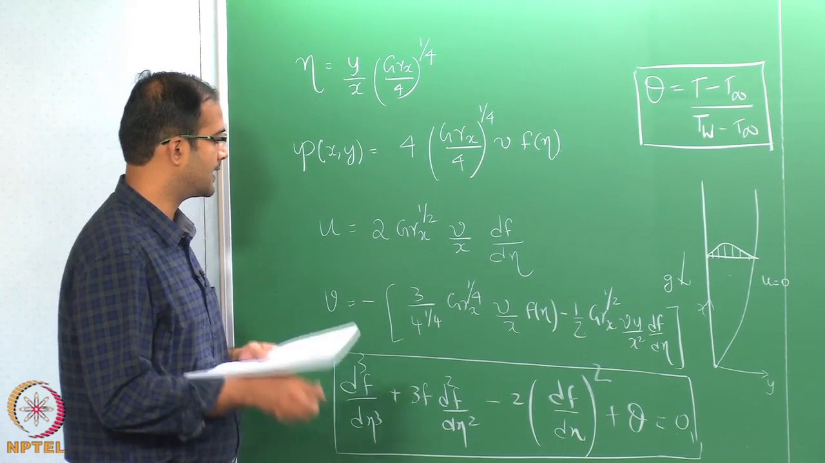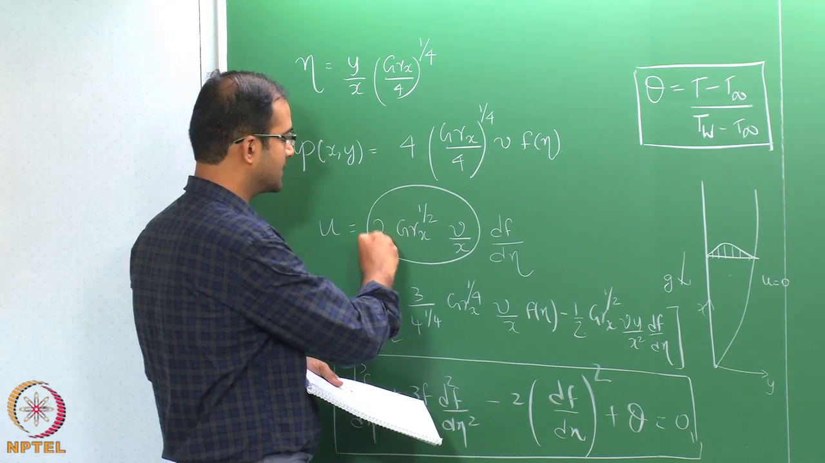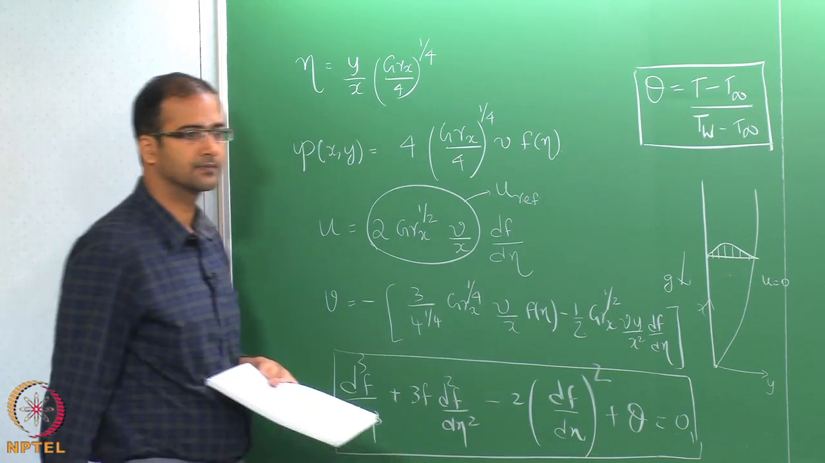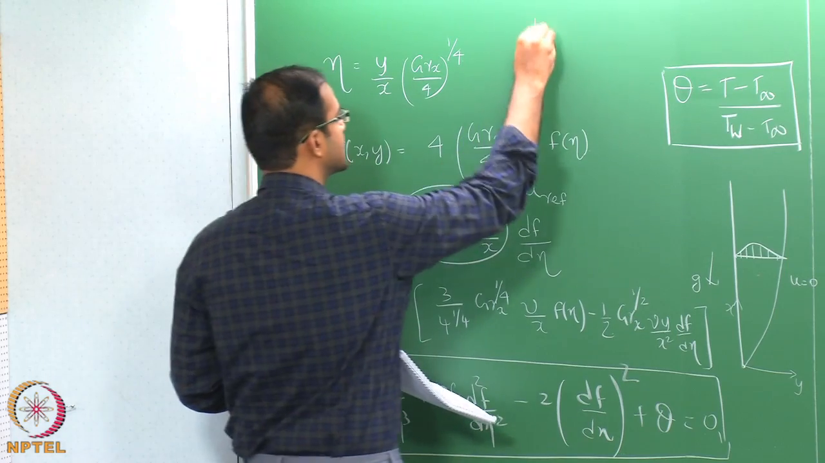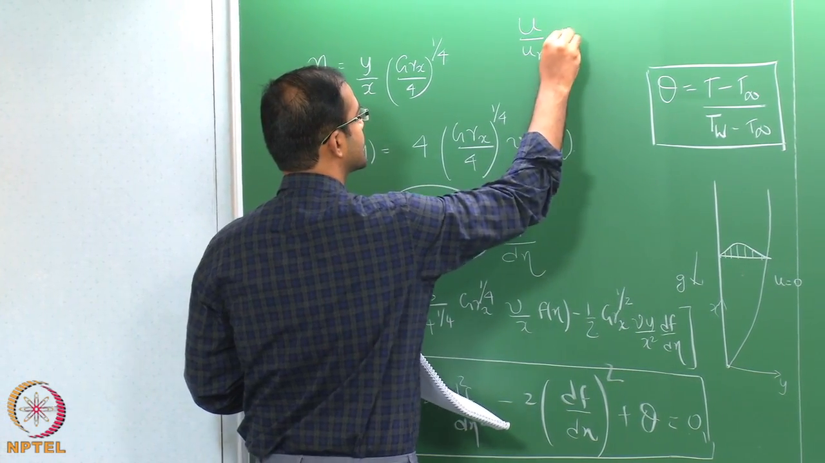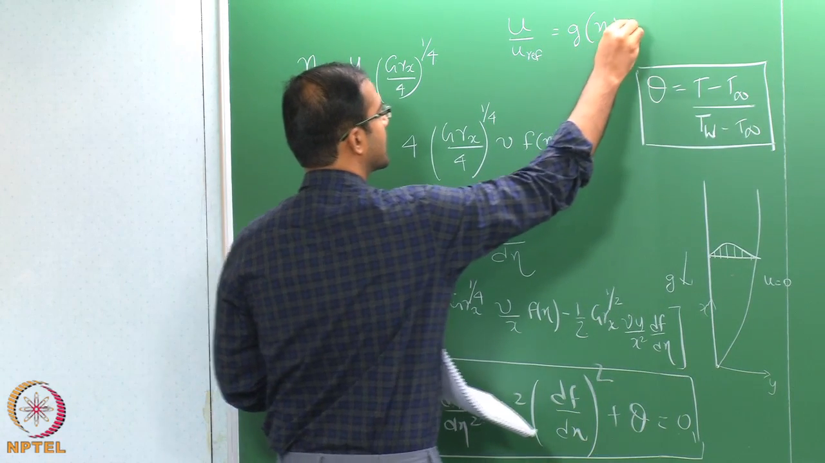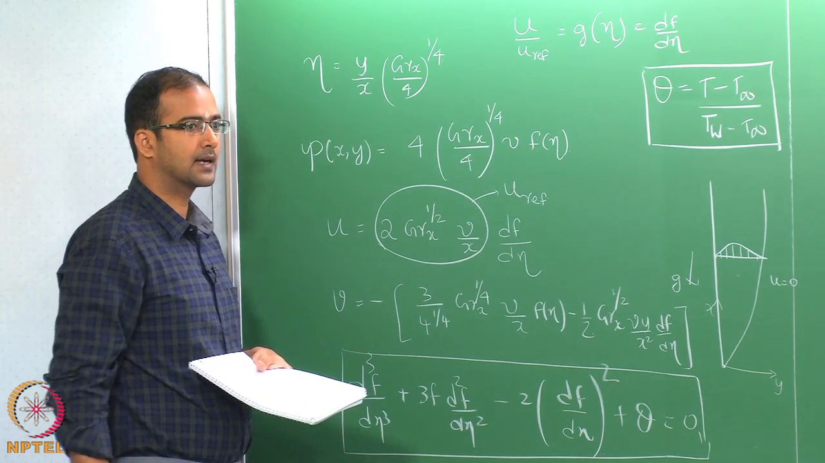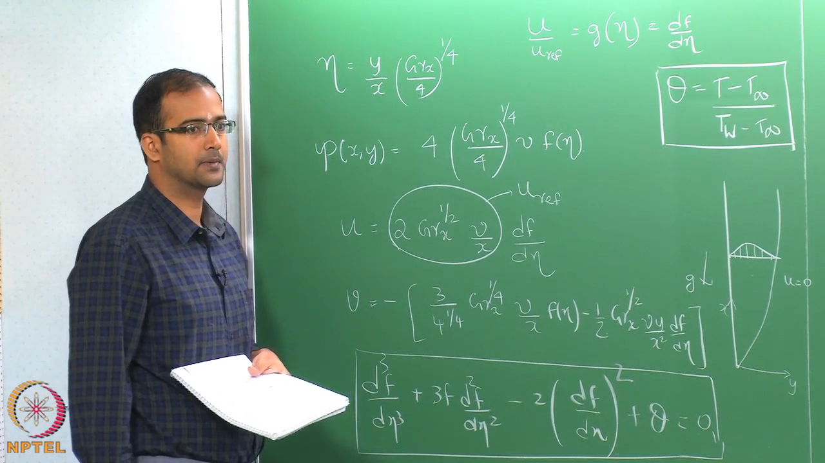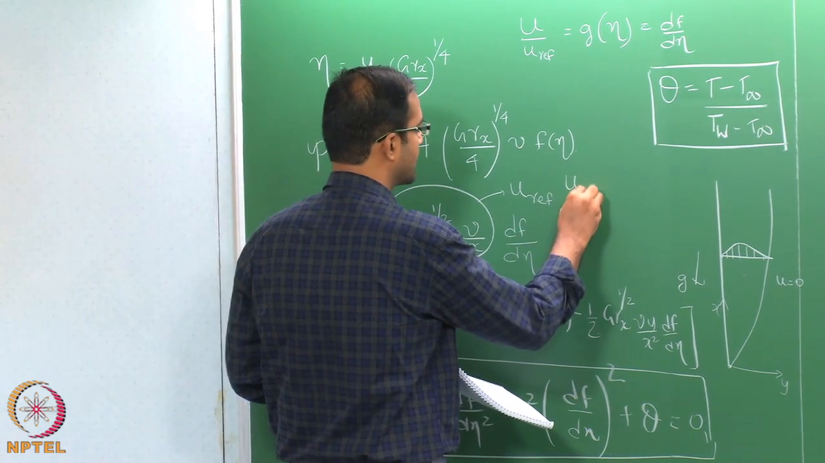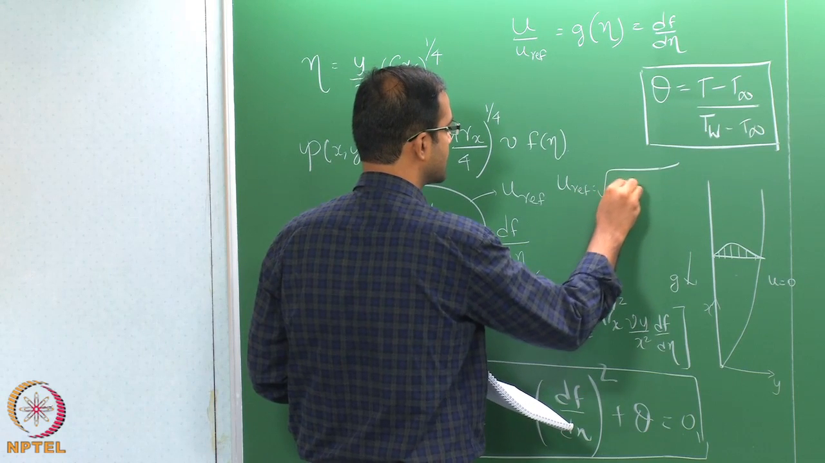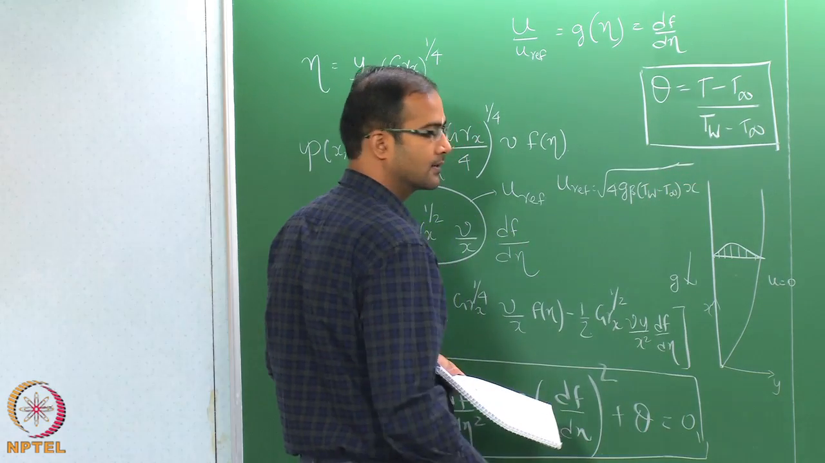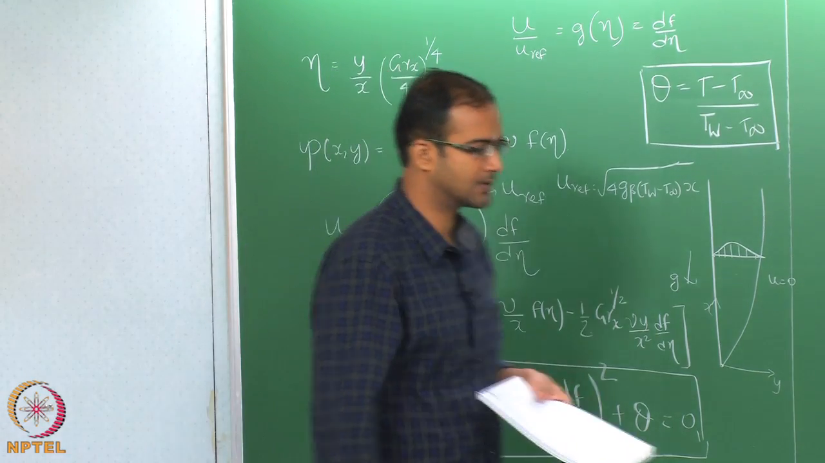Okay. So, now you should understand actually this entire component is your u reference, correct? So, this is the starting point. We assume u by u reference is actually a function of eta, which is nothing but df by d eta. So, this 2 times Grashof number to the power half nu by x should be equal to u reference. You can please check that. Our u reference definition is 4 times g beta T wall minus T infinity into x. So, you can replace this with Grashof number.